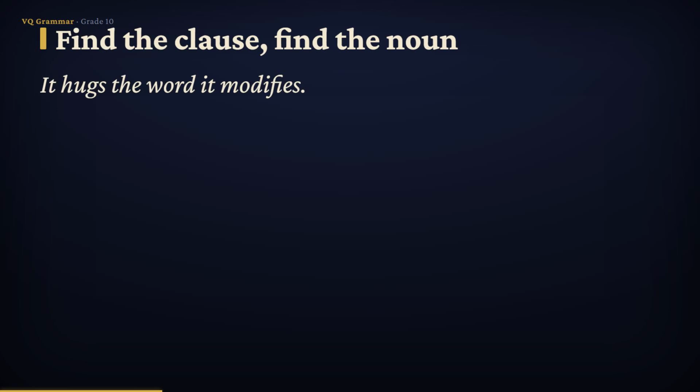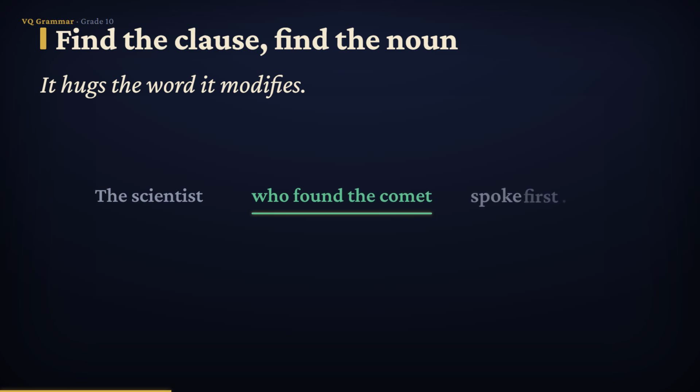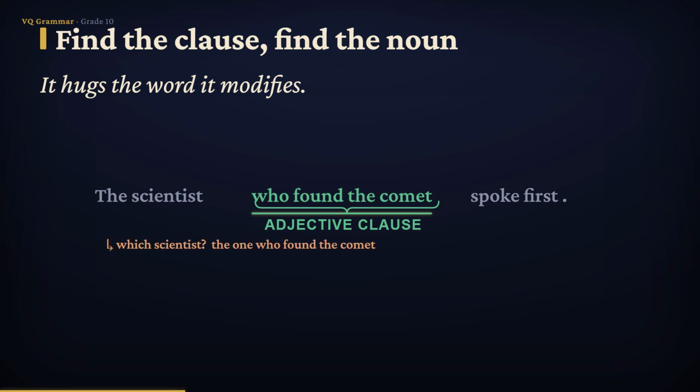Now let's practice the real skill. Find the clause, then find the word it modifies. The scientist who found the comet spoke first. Where does the clause start? At the relative pronoun who, and it runs all the way through comet. So the adjective clause is, who found the comet. Now ask, which scientist? The one who found the comet. So the clause modifies the noun, scientist, which is sitting right in front of it.